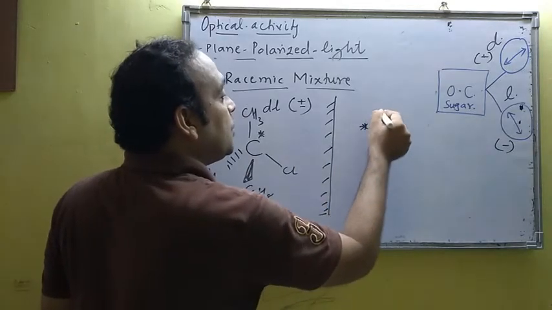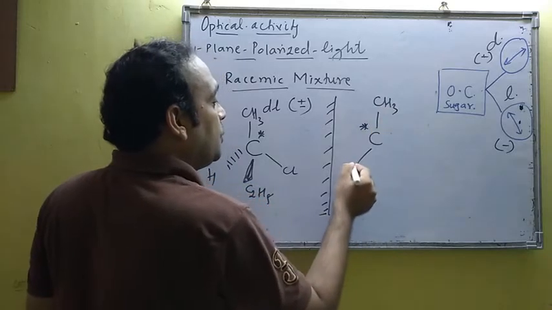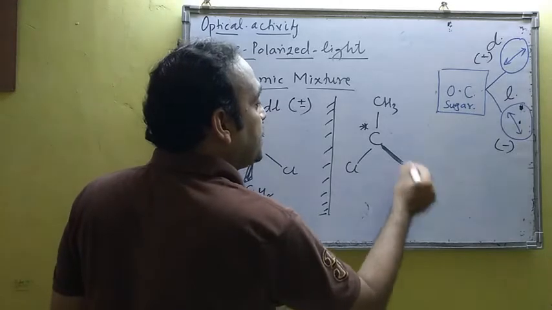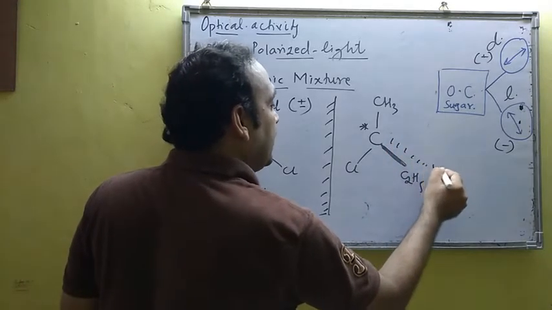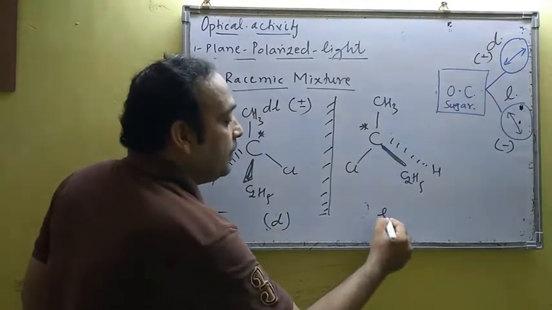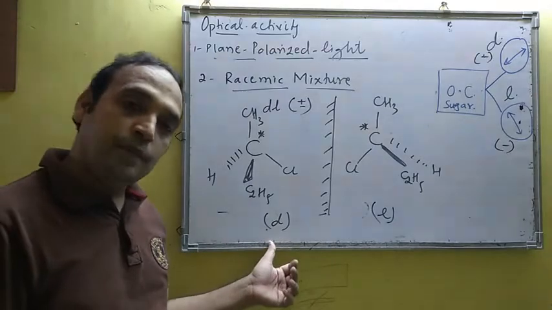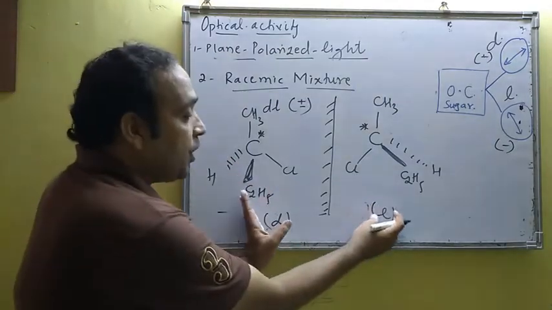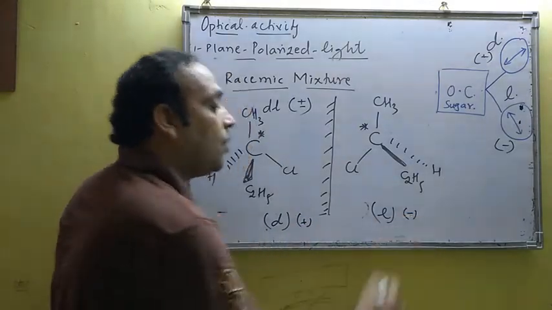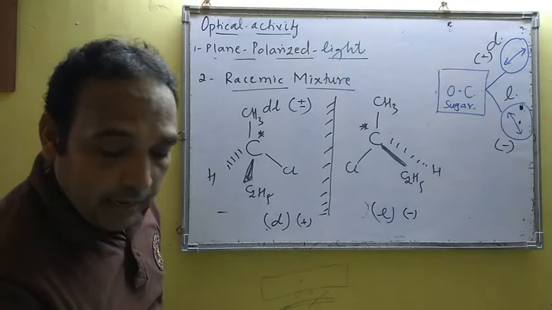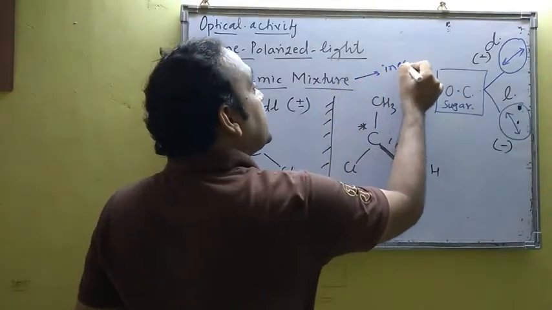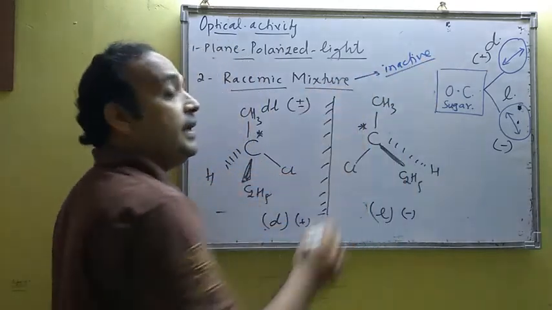This is the stereo structure of 2-chlorobutane. This thick line is C2H5, and the broken or dotted line is hydrogen. Now if one is D, the second will be L. If one is the dextro form, the second will be the levo form. A mixture of these two, dextro and levo, is called a racemic mixture, and a racemic mixture is always optically inactive.